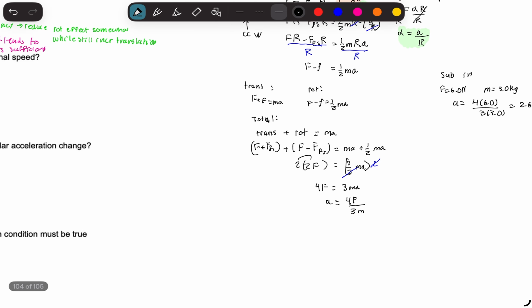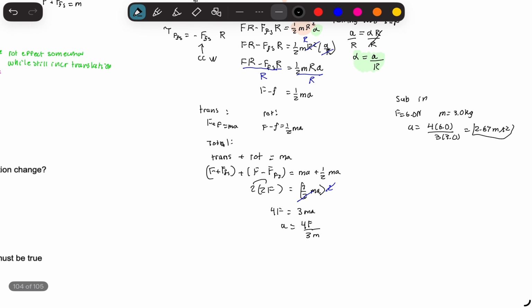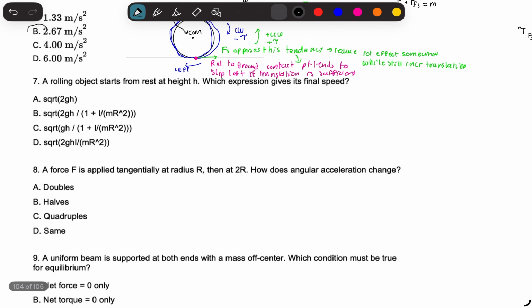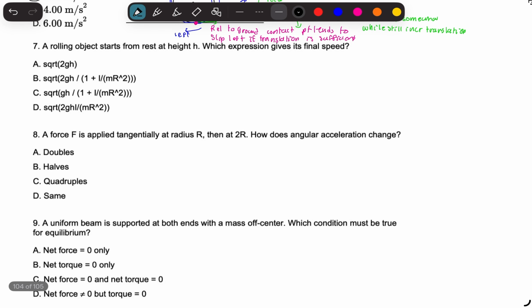For this question, our answer was 2.67 meters per second squared, but I didn't circle it. A rolling object starts from height h. What expression is its final speed? Well, we can use conservation of energy. Let's say that, for example, this was height h. How do we find this?